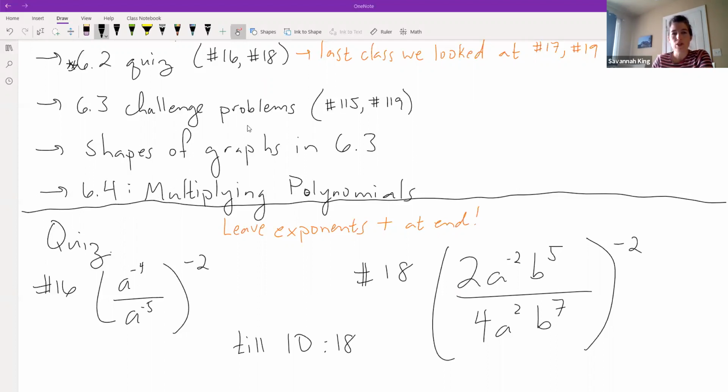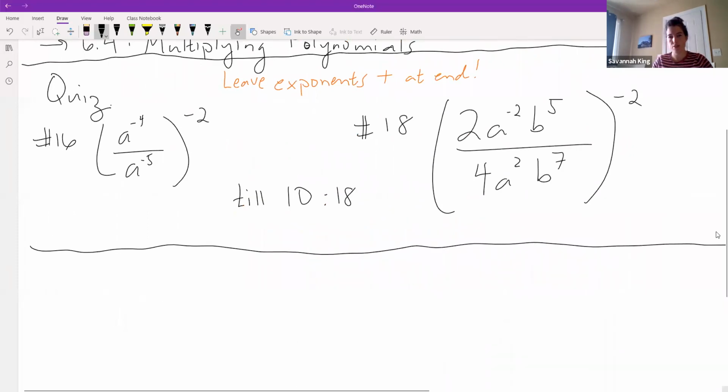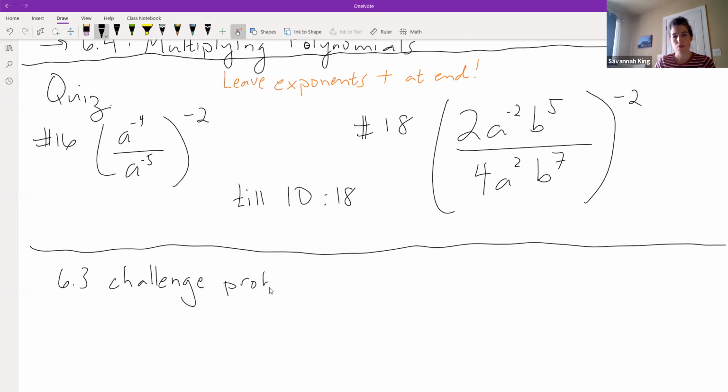So what we need to do now is talk about just a couple of things from 6.3. So closing the book on 6.2 for the moment, we're going to talk about the challenge problems that I gave you from 6.3. And they're challenge problems mostly because they deal with function notation. And function notation is just never anybody's favorite, but it's really important to get comfortable with it because it comes up again and again throughout, I would say, really the rest of math. You never get away from it.